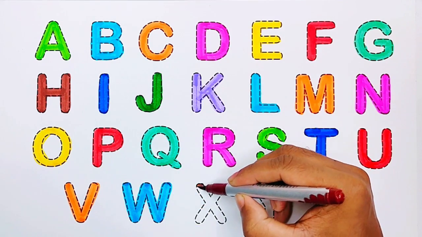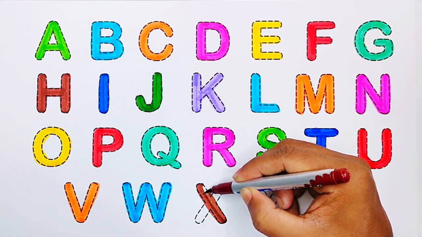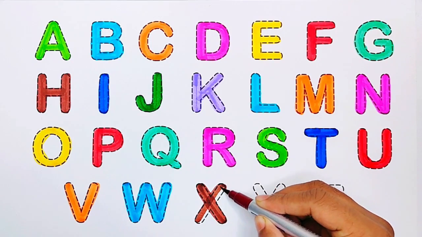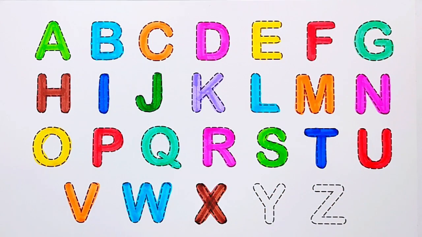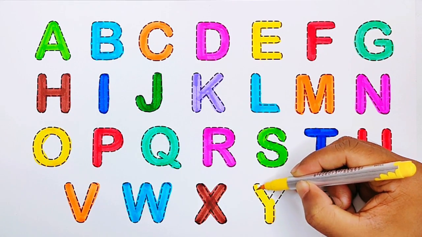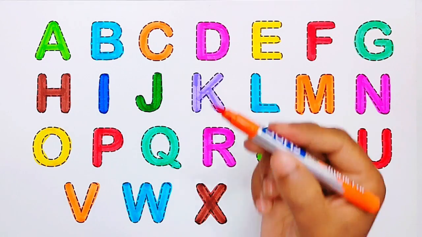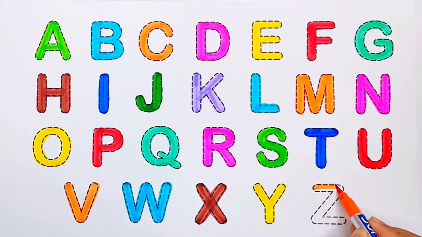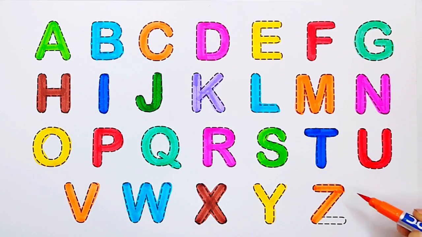Brown color. X for Xerox, X for Xerox. Yellow color. Y for yolk, orange color. Z for zebra, Z for zebra.